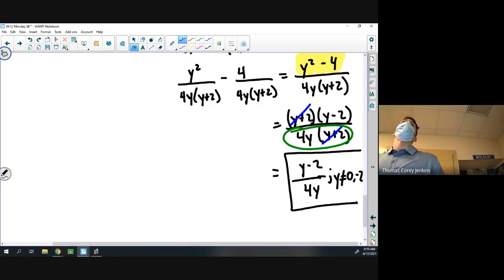All right, it's kind of off the screen. If you can't see that, that says y can't be 0 or negative 2.